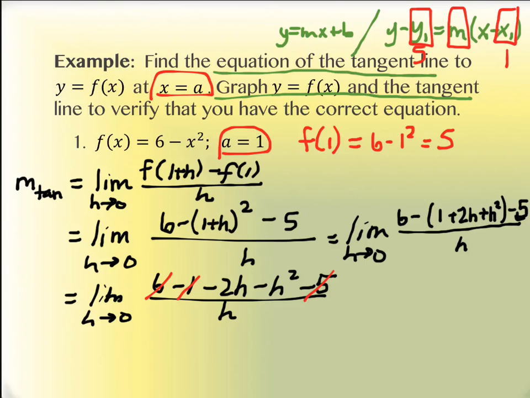Now, there's more than one way to do what I'm about to do next. I'm going to show it to you in the most explicit form, just to make sure nobody cancels things out inappropriately. I'm actually going to factor an h out of the top, which leaves me with negative 2 minus h over the h.